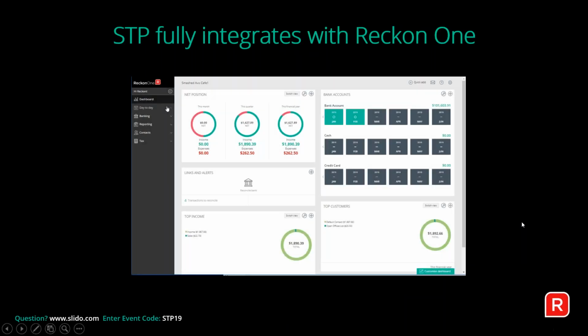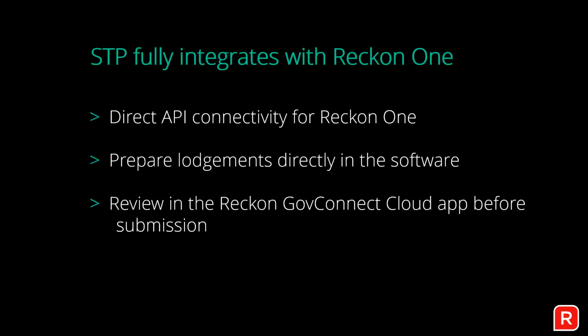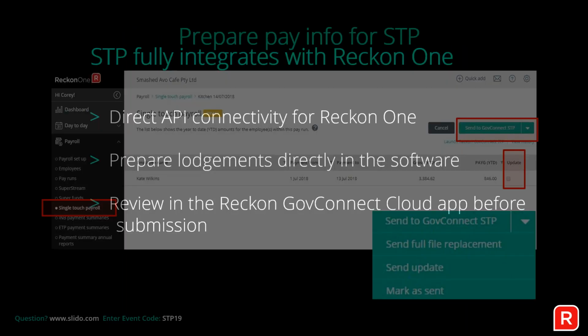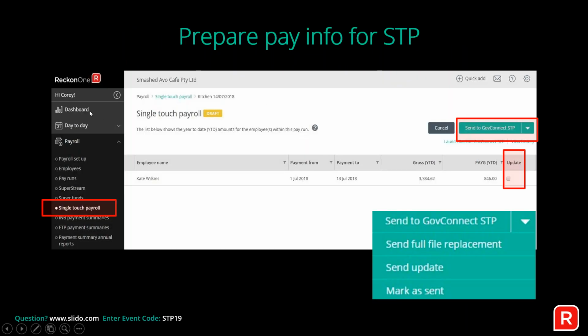Reckon One's a little easier because it is fully integrated with GovConnect. What does that mean? Because it's got direct API connectivity, lodgements when they're completed in Reckon One automatically appear in GovConnect. So in Reckon One, we just go to our payroll options and we'll see the option there for Single Touch Payroll. We just click on that, select our pay, and we will see a line for each employee contained in that pay.